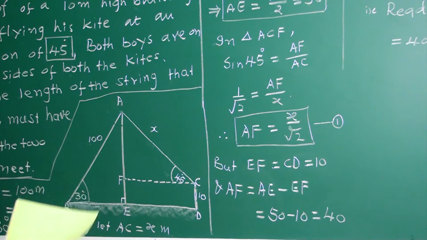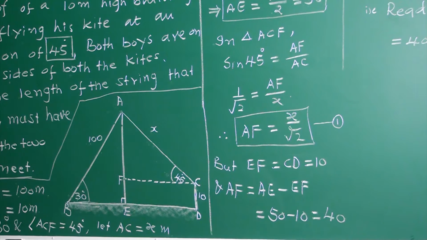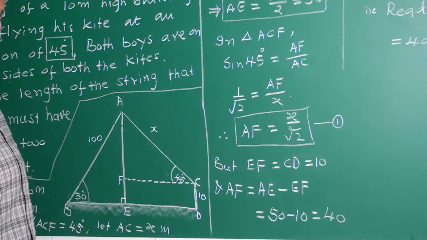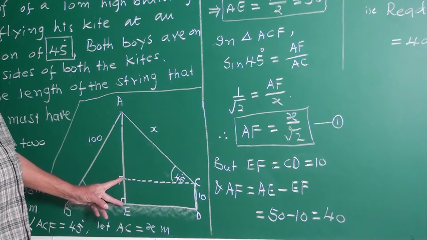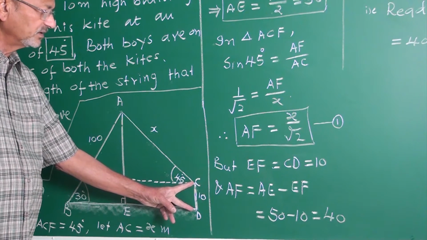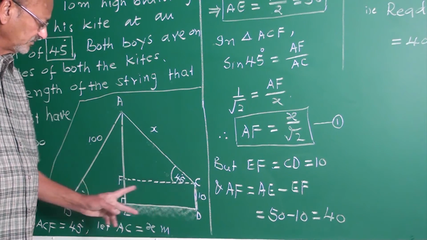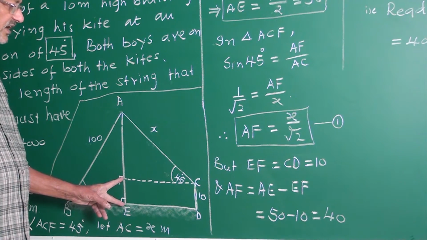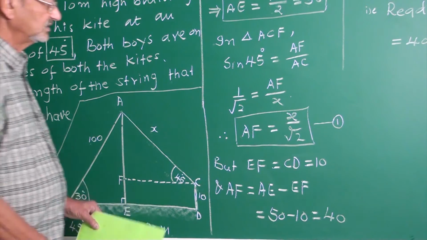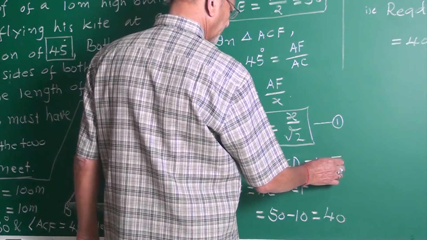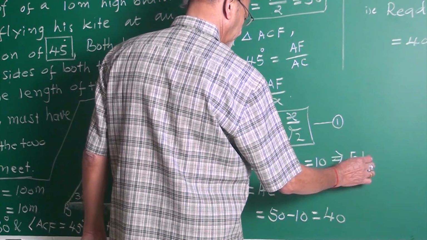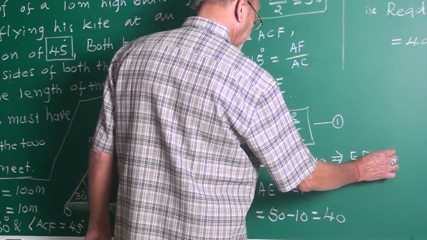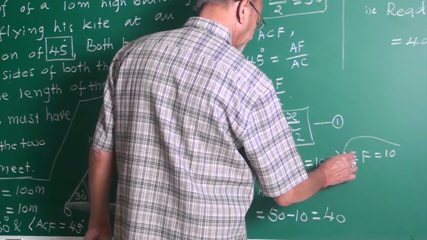But my friend, what is EF? EF is equal to CD. But CD is 10. Therefore, EF is 10.